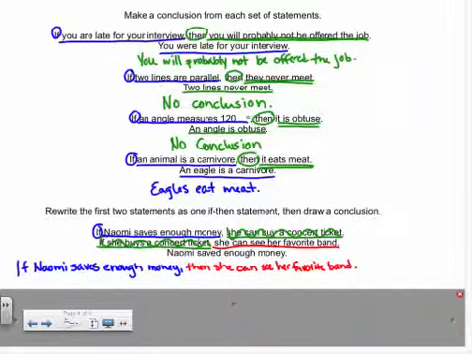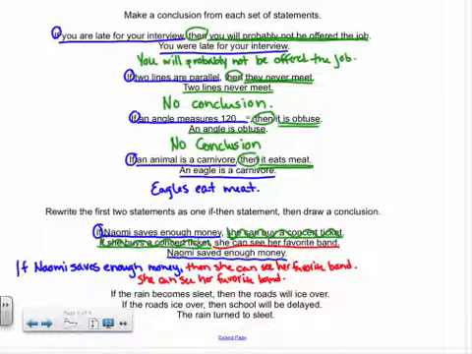Now, a little more practice with that law of detachment. We're told that Naomi saved enough money, so we can conclude that she can see her favorite band. Our final example for this lesson gives us these statements. If the rain becomes sleet, then the roads will ice over. If the roads ice over, then school will be delayed. The rain turned to sleet.